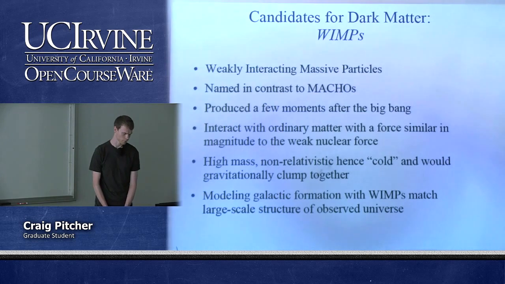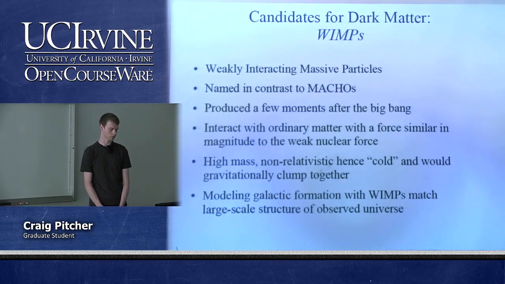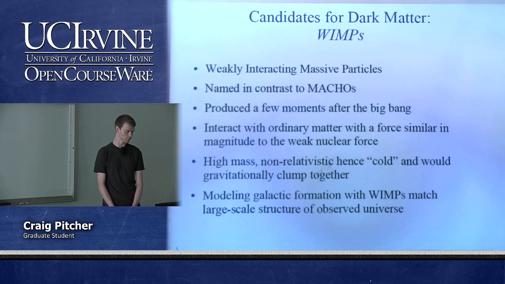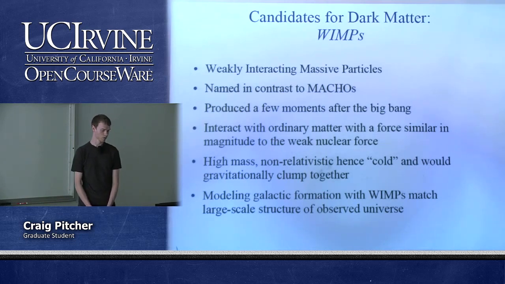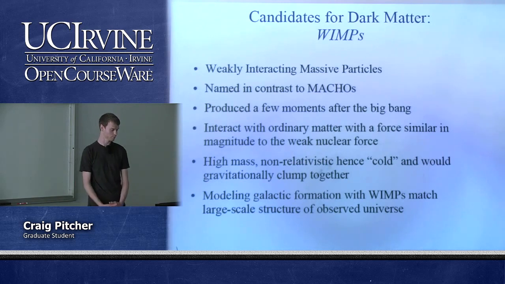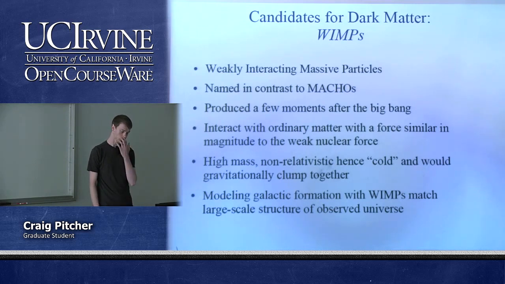So then there are things called WIMPs, which are weakly interacting massive particles. And these were named deliberately in contrast to Machos. So instead of big macho objects, we have little wimpy particles. They're predicted to have been produced just after the Big Bang. So they only interact with a force similar to the weak force in scale.